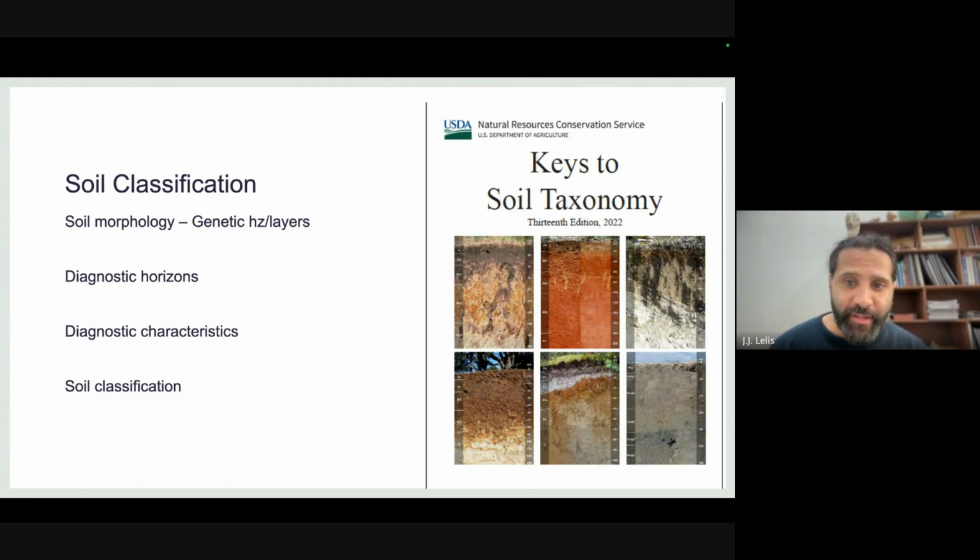The first step to classify a soil is, of course, to dig a soil profile, to check the soil morphology, to describe the soil morphology, to identify the horizons, and then we can have some notes about the descriptions, the properties, and the characteristics of each of these layers and horizons.